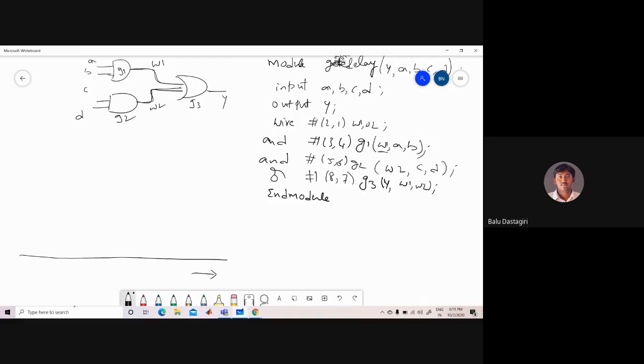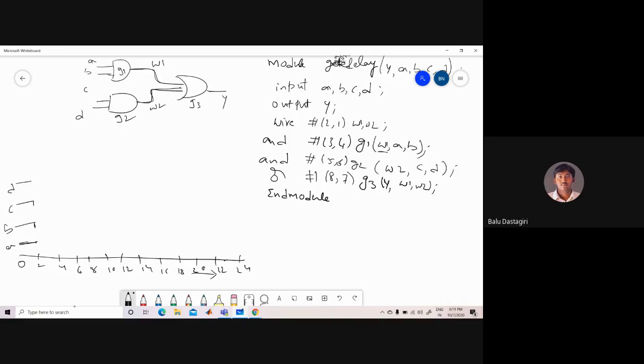For example, the time steps are 0, 2, 4, 6, 8, 10, 12, 14, 16, 18, 20, 22. These are the time delays. At the 0 instance of time, let the value of A be 0, and the value of B be 1. Let C also be 1 and D also 1. Initially these are the values.